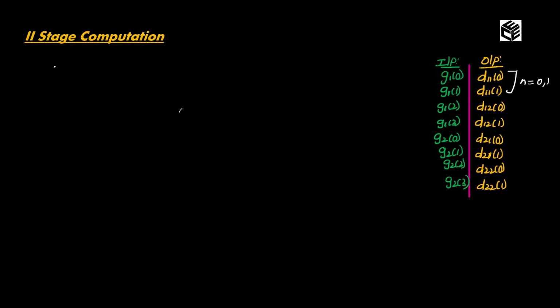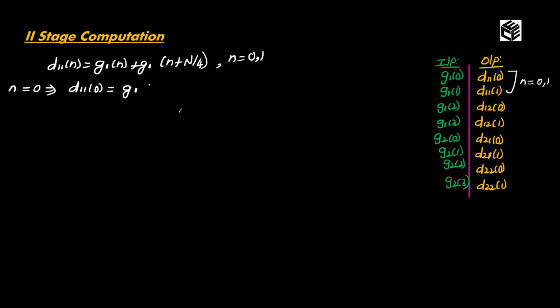Correct. So I know the expression for d11 of n is g1 of n plus g1 of n plus N by 4. We have derived it from the basic derivation. So here the value of n is equal to 0 and 1. How can I find it? I am going to apply the value of n as 0. So I will get d11 of 0 is equal to g1 of 0 plus g1 of 2. In a similar way, n is equal to 1 implies d11 of 1 is equal to g1 of 1 plus g1 of 3.